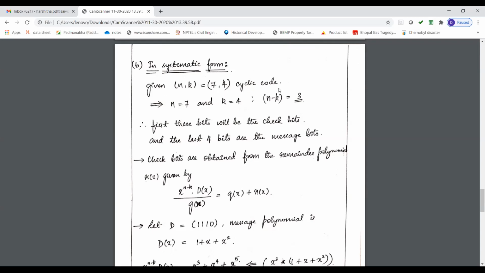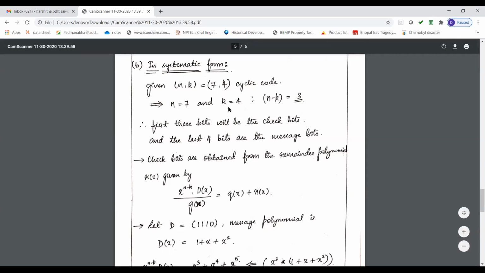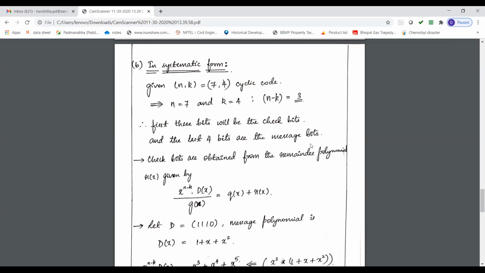Check bits is of this length, that is 3. So first 3 bits will be check bits, and the last 4 bits, that is k equal to 4 bits will be the message bits. So first we need to find the check bits. So how will we find the check bits? Students, please remember, check bits are found by division of x to the power of n minus k into d of x by the generator polynomial, that is g of x. Alright, so we should remember this. X to the power of n minus k into d of x by g of x is equal to the sum of quotient and the remainder, that is q of x plus r of x.